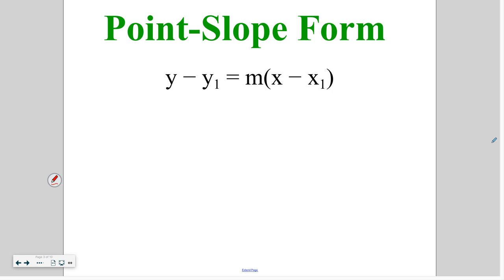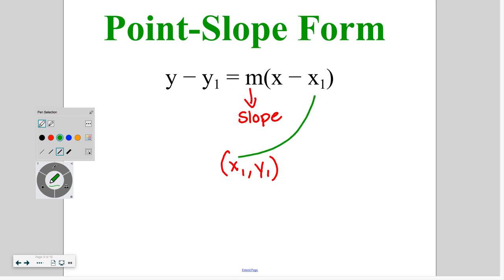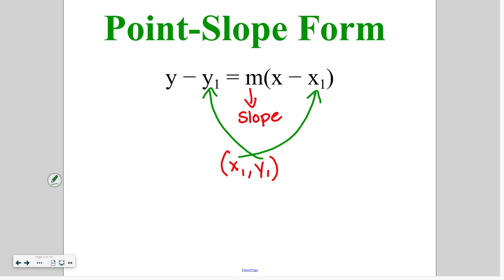y minus y1 is equal to m parentheses x minus x1. Slope is still our m variable in this equation. y1 and x1 come from a point. So we would have x1, y1, and those get plugged into the equation at their respective locations. Just like the other two forms of the equation, there is a y and an x in the final answer. That's going to be this y right here and that x right there.